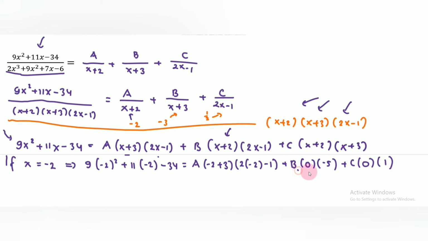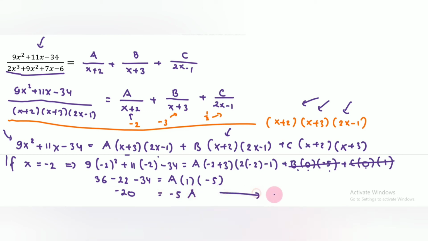Okay, therefore, b multiplied by 0 multiplied by -5 will be 0. C multiplied by 0 multiplied by 1 will be 0. So the one that is left is 9 times 4, which is 36, minus 22, minus 34 equals a times 1 times -5. Okay, so in the end, we know that -20 equals -5a. Therefore, a will be equal to -20 divided by -5, which is 4. So we have found the first piece of our puzzle, which is a. This one is 4.